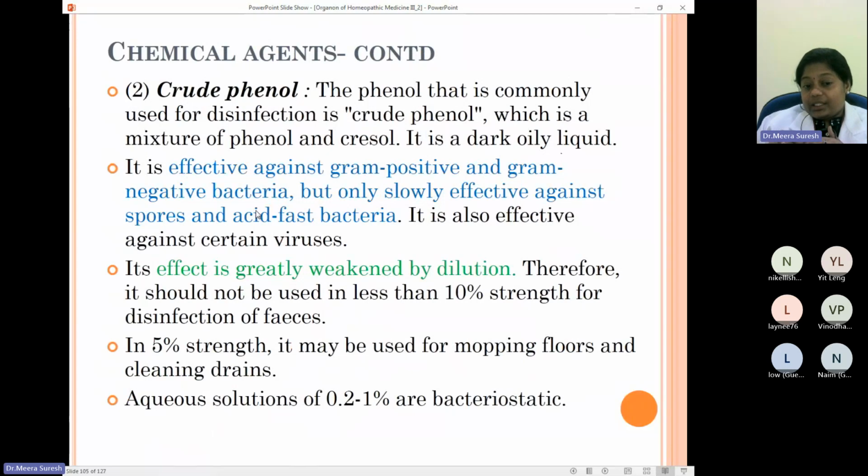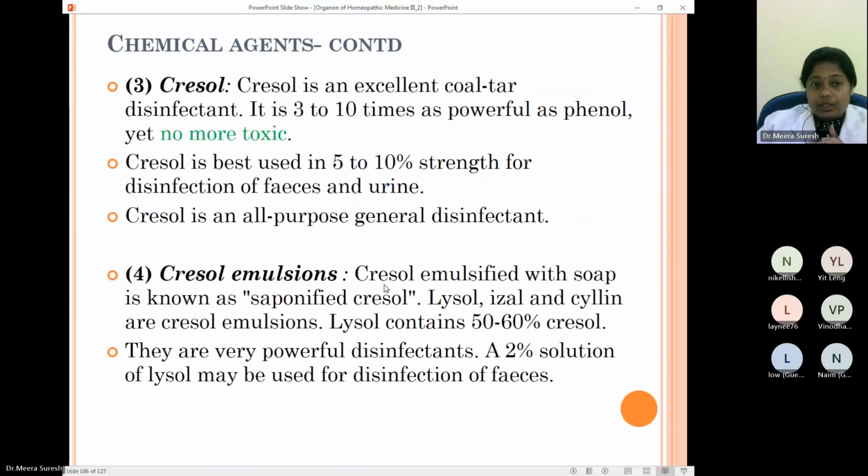Aqueous solutions, which are very dilute, 0.2 to 1%, are bacteriostatic. So the higher percentage can kill the organisms, if not the spores, but if it is in a very low concentration, like 0.2 to 1%, it just inhibits the growth of the organism. That is, it acts as a bacteriostatic, the static one, not the killing one. So this is about the crude phenol, a mixture of phenol and also cresol.